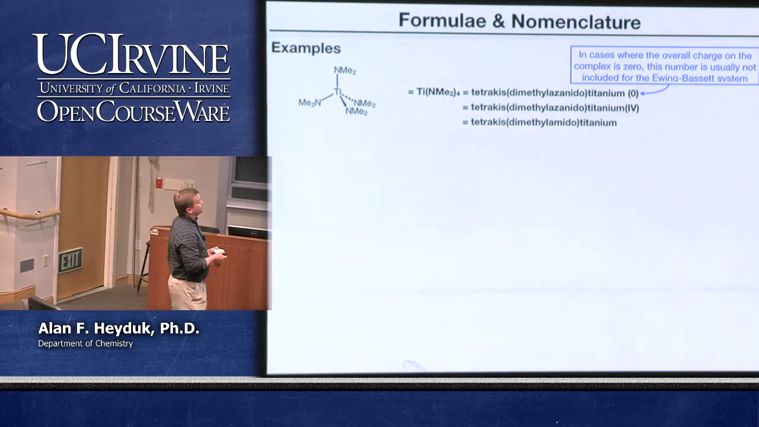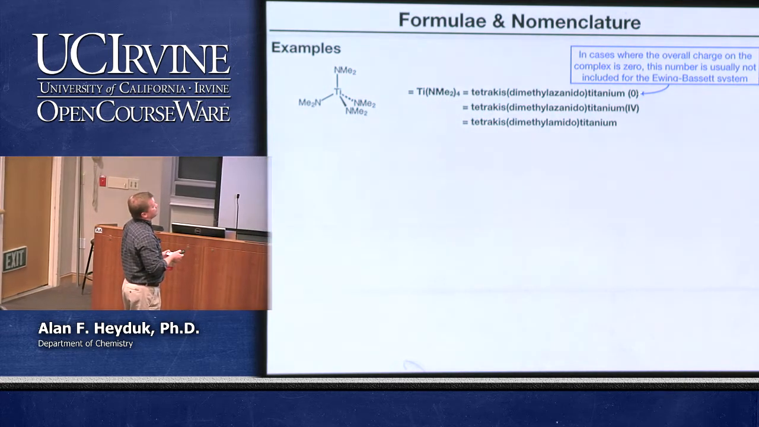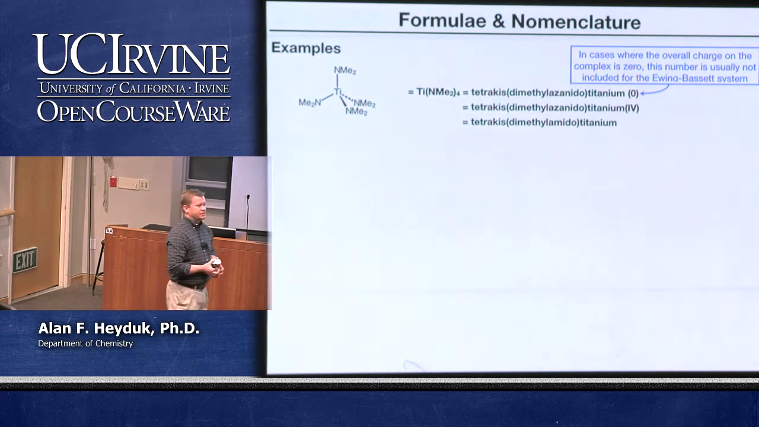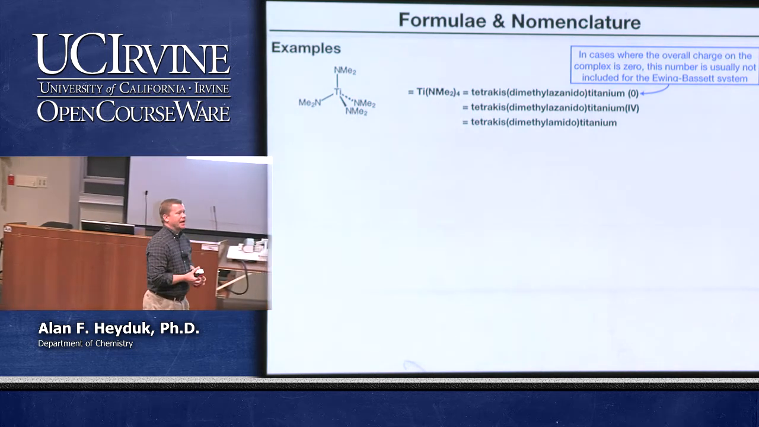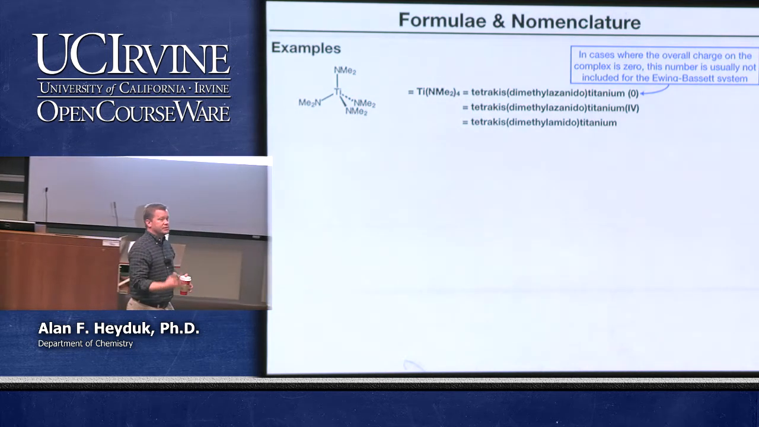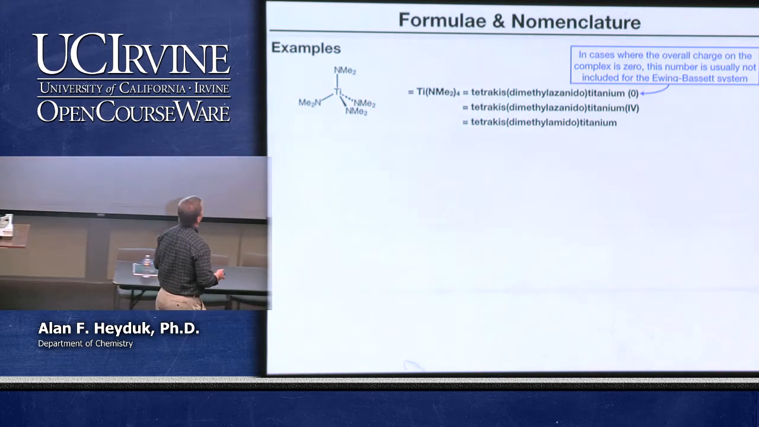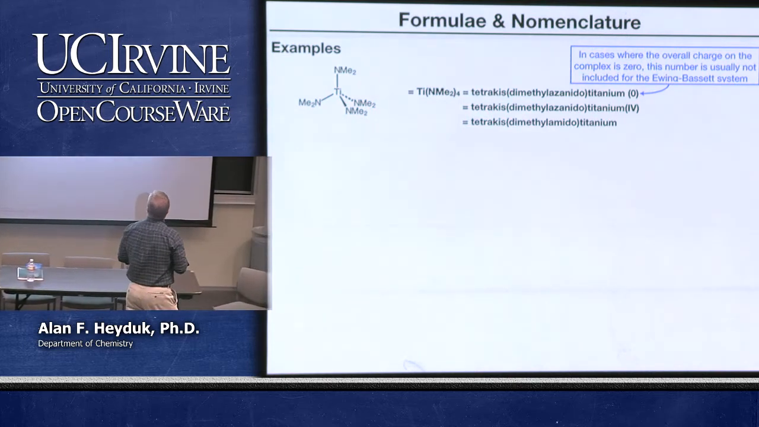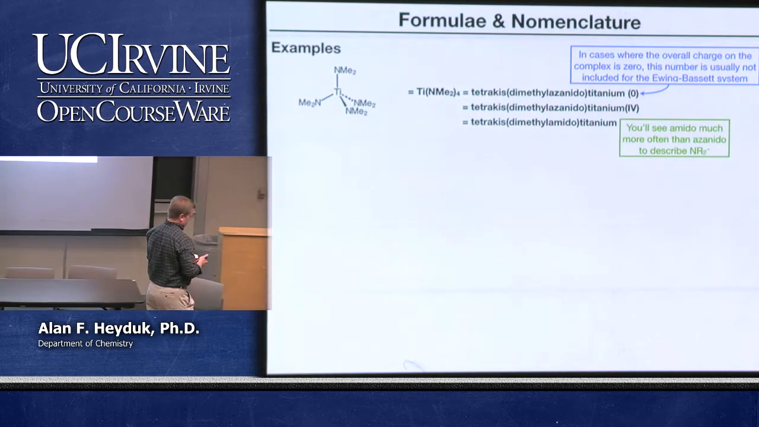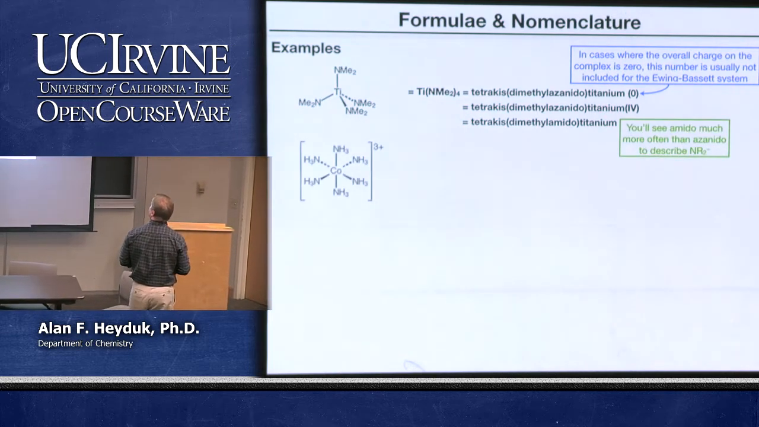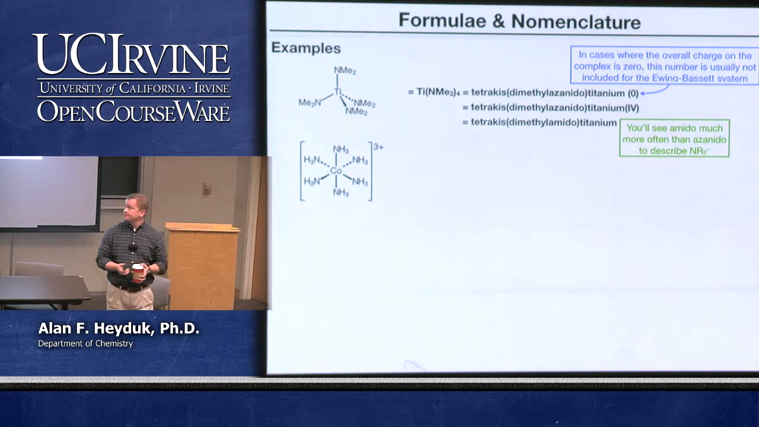Last thing I'll point out with this, you will very rarely see this parentheses 0 in the Ewing-Bassett system. If you don't see a charge, it's assumed that it's 0, okay? We talked about that.